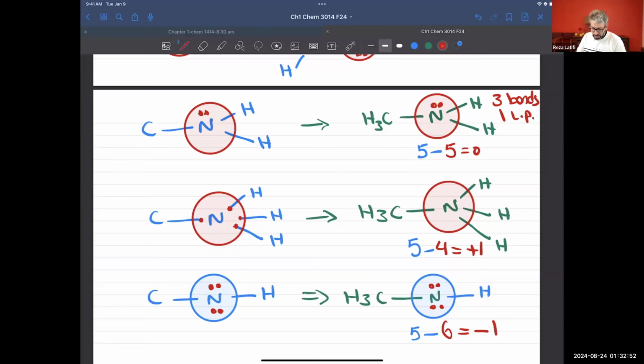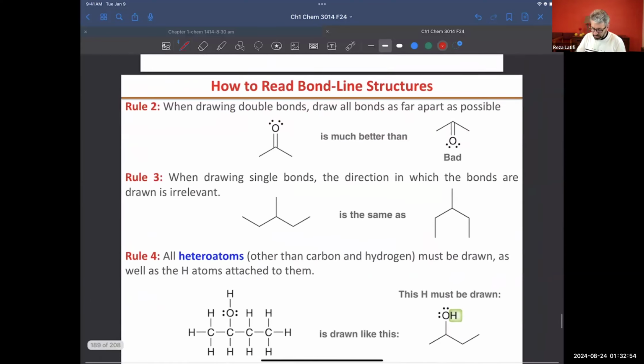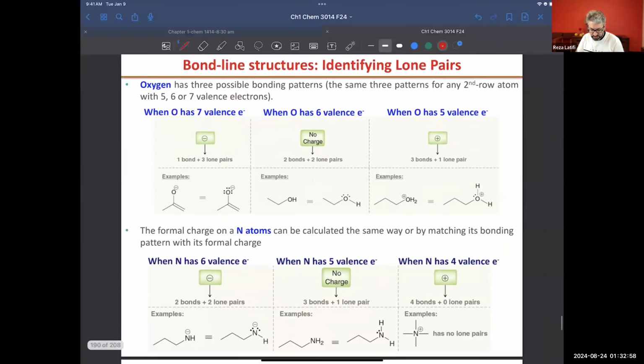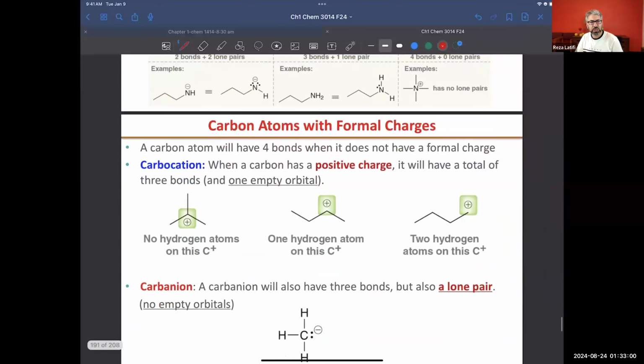I believe I've covered both oxygen and nitrogen, so I'm going to stop here. In the next lecture, I will try to go through carbocation and carbanion.